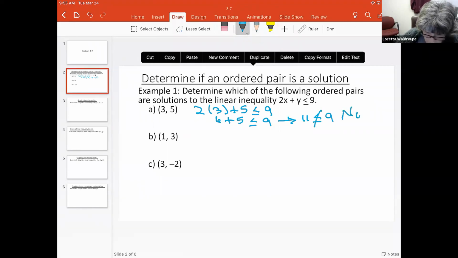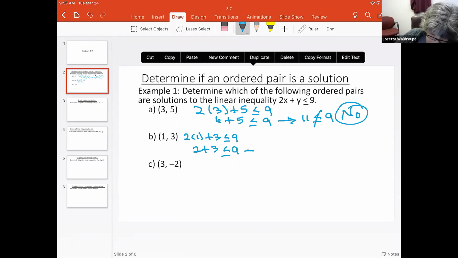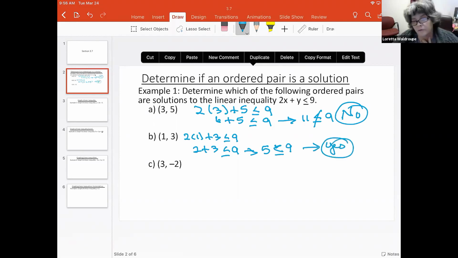So is that a solution? No. What about the point 2, 3? Is 2 plus 3 less than or equal to 9? Well, that means 5. So that's true. So yes, that is a solution.